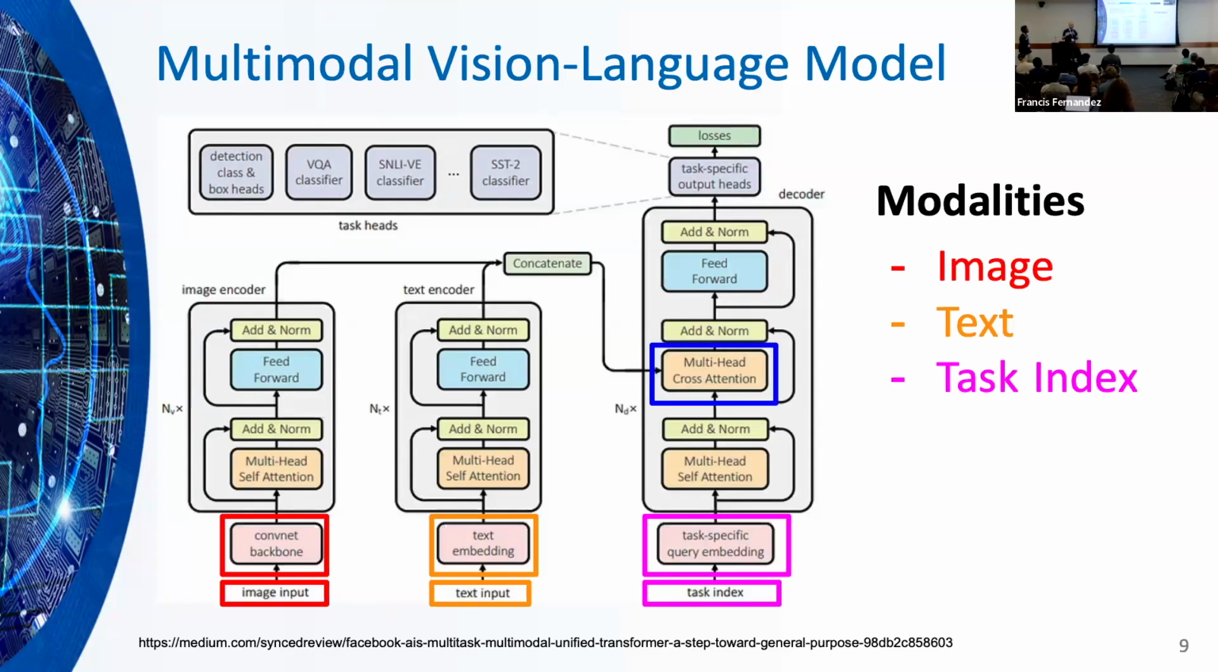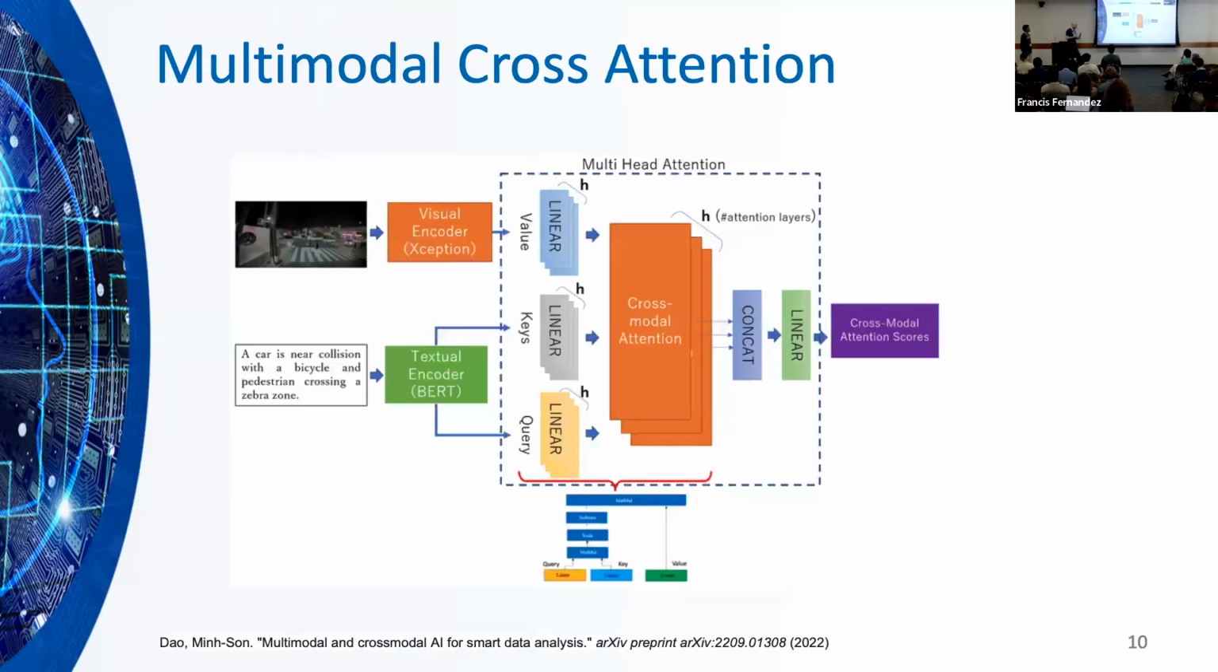And then have some way to get attention between modalities. You can see in this example, they're taking the outputs of the image and the text encoders and concatenating those responses. So they're basically combining those responses and getting the attention between that result and the task index modality. And so the question is, why can you do that? Why can you get attention between these different modalities?